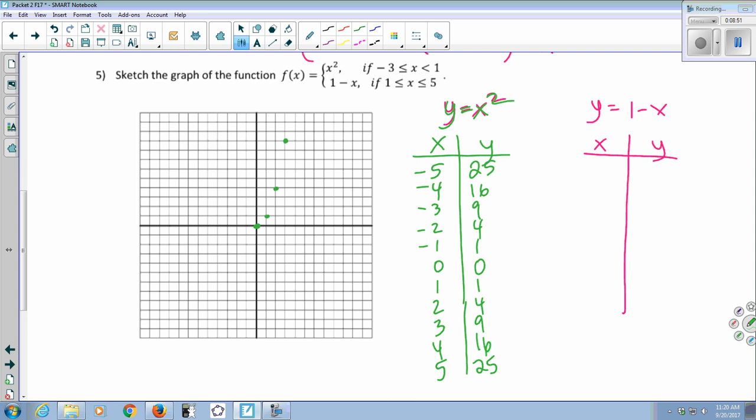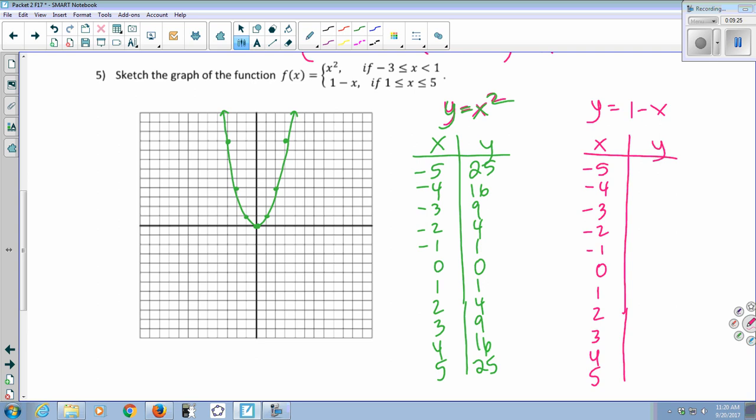So now I'm just going to do the other side. -1, 1, -2, 4, and -3, 9. Connect those with a nice smooth curve. So that's y equals x squared. Now I'm going to graph y equals 1 minus x. And maybe I'll go -5 to 5 again. And calculate the y. So y is always 1 minus the x.